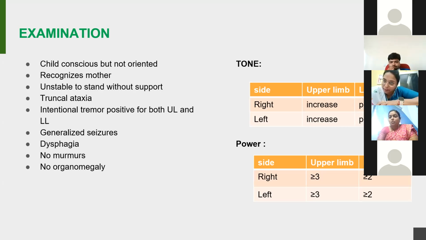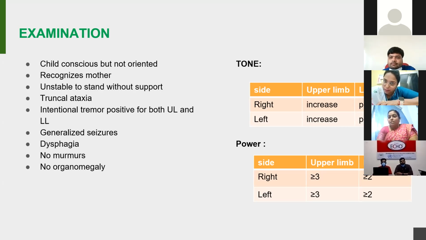Moving on to the tone. Her upper limb tone was increased on both right and left. In the lower limb, there was a positive tone. Upper limb power, both right and left, was around 3. Lower limb power was around 2.